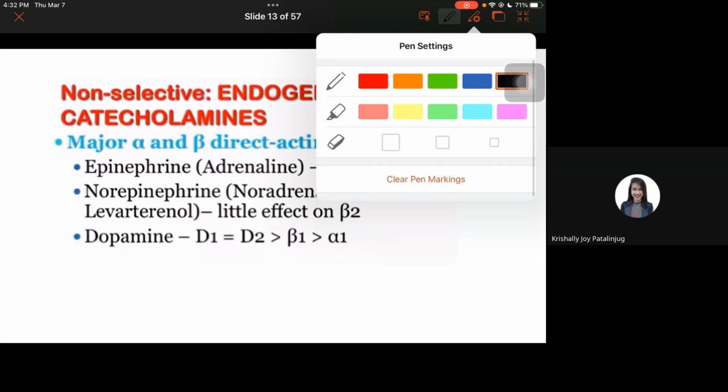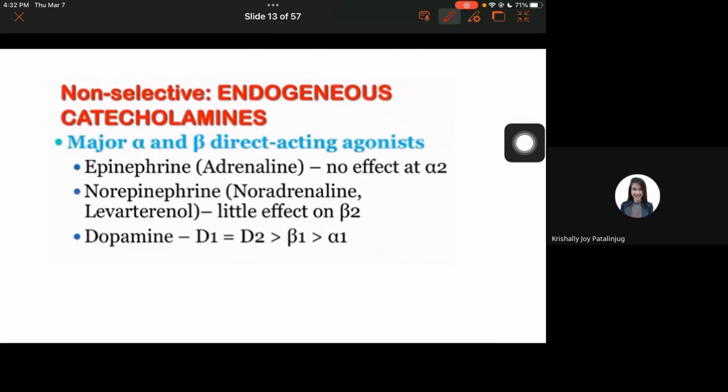So, let's enumerate what are those direct acting, starting with the non-selective nga mga direct acting. So, we have the natural catecholamines. Okay? Natural catecholamines or the endogenous catecholamines. Non-selective sila. So let's find out here, bakit sila non-selective? Ano yung mga receptor specifically that they bind to? Okay? So again, we have epinephrine, norepinephrine, and dopamine.